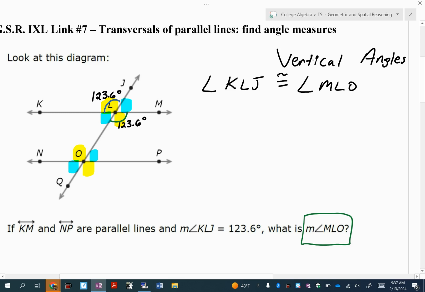Now here's the last thing I'll say before we do the next problem, because we're going to need this for the next problem. Do you see this angle here in turquoise? Right, see how it's next to that angle L? All right, these angles are called supplementary. Do you remember that word, supplementary? Supplementary just means that they add up to 180 degrees. So this angle 123.6 plus this angle here in turquoise would equal 180 degrees, or equal the degrees for a line.